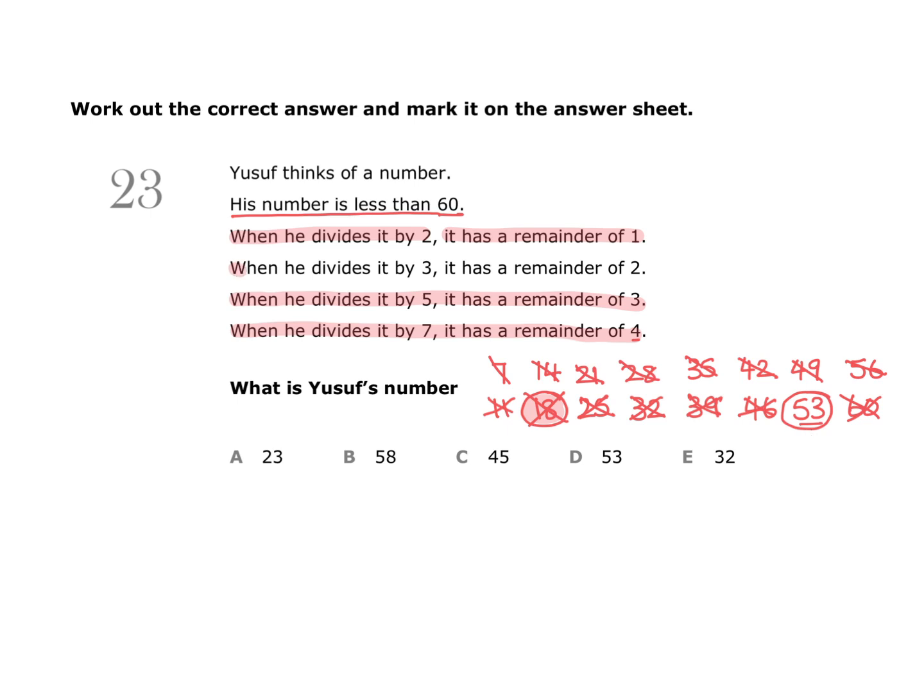And when I divide it by 3, I have a remainder of 2. The closest multiple of 3 to this number is 51. So that means that 53 fits all of these criteria, and therefore that must have been Yusuf's number. And you can show the answer of 53 on the answer paper like this.